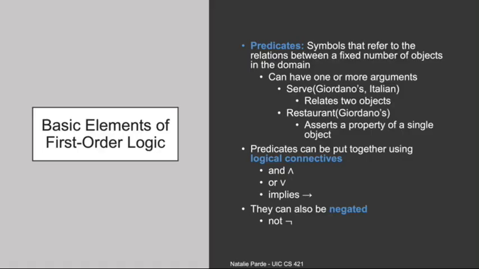In first-order logic, as already briefly mentioned, there are also predicates, which generally refer to the relations between objects within the domain. Predicates can have one or more arguments and can be connected with one another using logical connectives or other operators, such as the and or operators, the implies connective, or the negation operator.